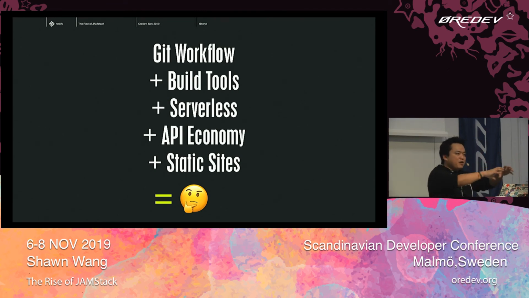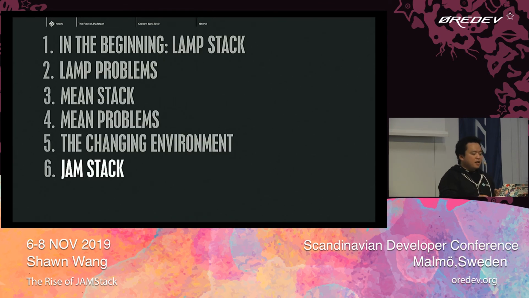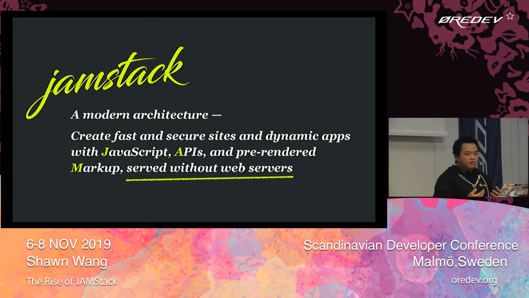So take all these trends. These are all the environment. It's like a meta environment around programming, right? This is not strictly programming, but it is the trends that are supporting it. You have Git workflow, build tools, serverless, API economy, and a static sites renaissance. What do you get when you put all these things together? That's the context in which we arrive at the JAMstack, right?